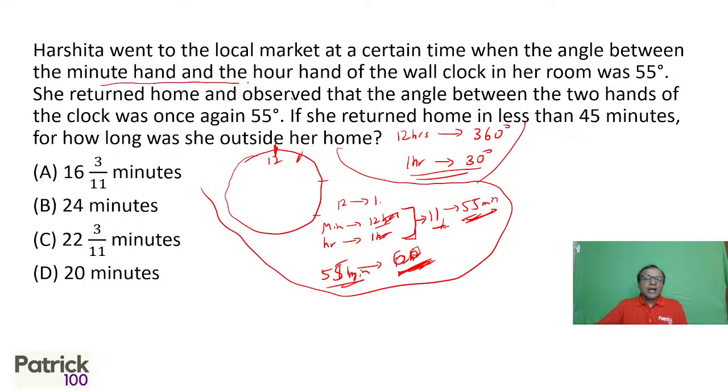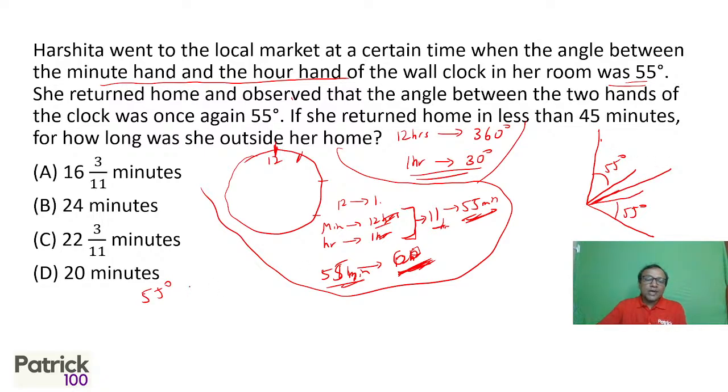So the minute hand and the hour hand of the wall clock, the angle was 55 degrees. When the minute hand and the hour hand, it was like this: the minute hand is here, the hour hand is here, 55 degree. After some time, the hour hand will go like that, the minute hand will go like that, 55 degree. That's how it goes. So there will be a point out here where they'll meet.